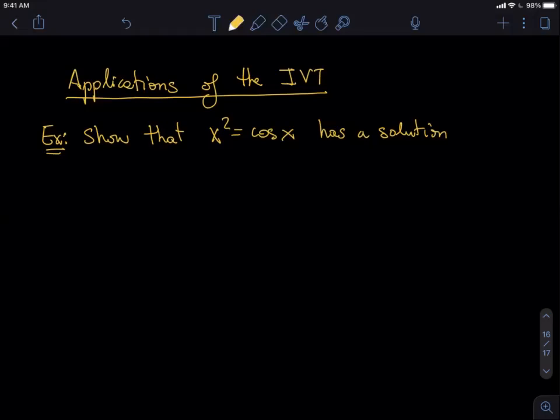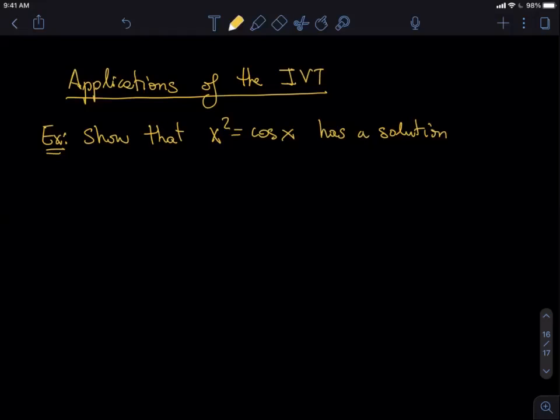We can also apply the intermediate value theorem to find solutions to equations that don't look easy at all. For example, this one, x squared equals cosine of x. Let us show that it has a solution. Without this theorem, it can be very difficult to know if this has a solution or not, and even more complicated to approximate it.